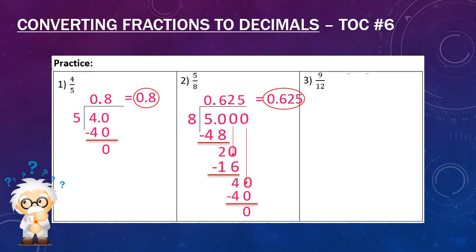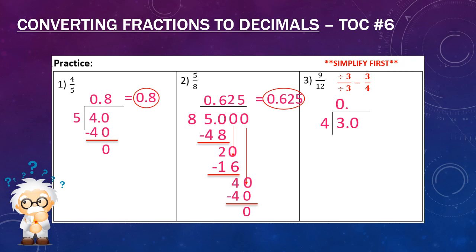Number 3. Okay, for this one, 9/12. Ooh, I think I can simplify that one. Divide them both by 3, and I get 3/4. Much easier to divide. I'm dividing now by 4 instead of dividing by 12. Helps my brain. So 3 is going to go inside the house. 4 goes outside the house. Go ahead and bring up your decimal point with a 0.